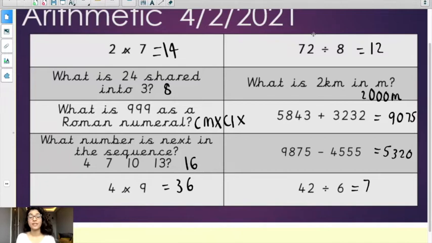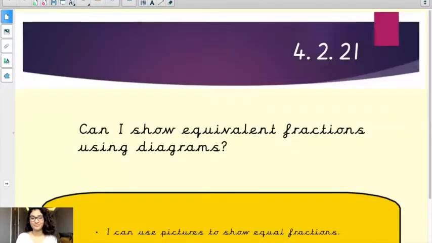5,843 plus 3,232 equals 9,075. 9,875 take away 4,555 equals 5,320. 42 divided by 6 equals 7.